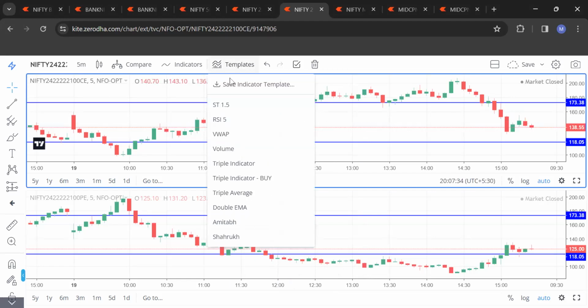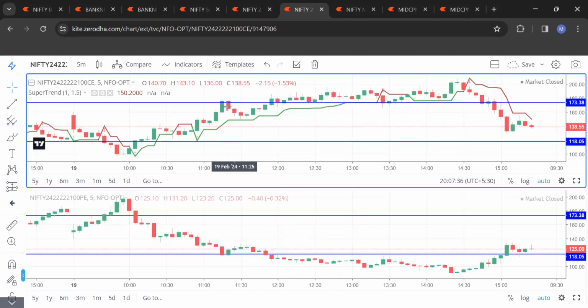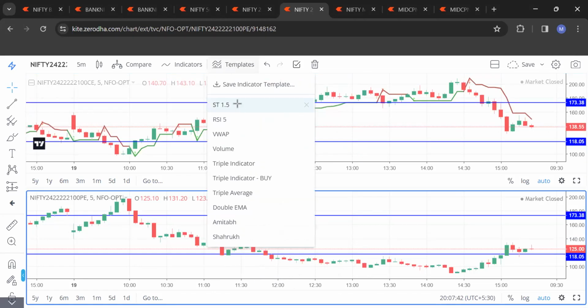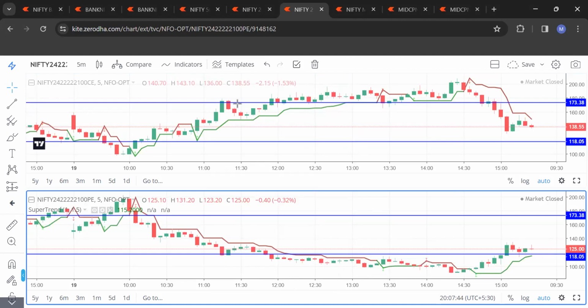If you're not that much sure, use Supertrend. Now you people have got so used to the indicators. Use Supertrend, sir, 1:1.5. Simple. Supertrend 1:1.5.